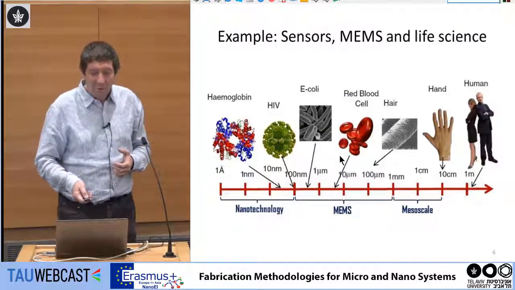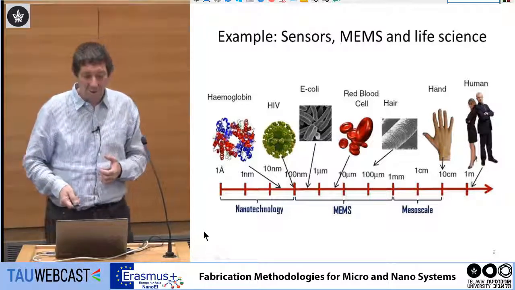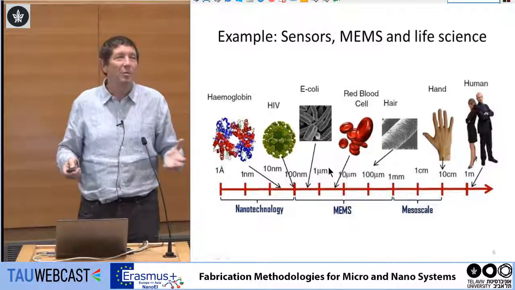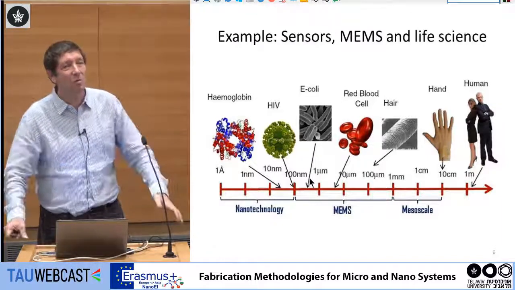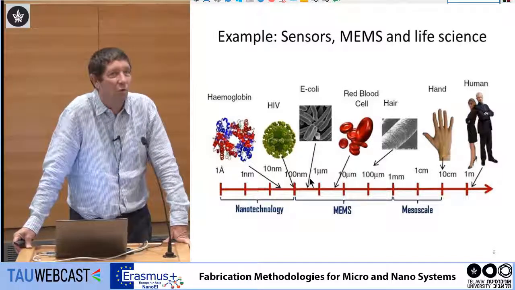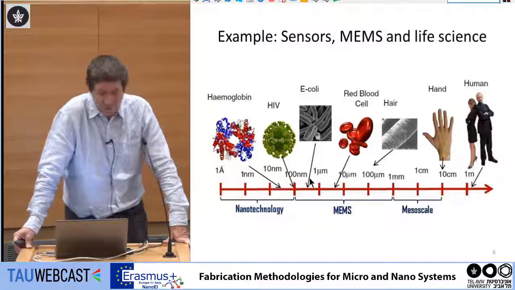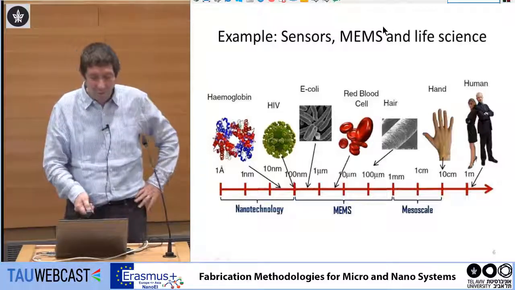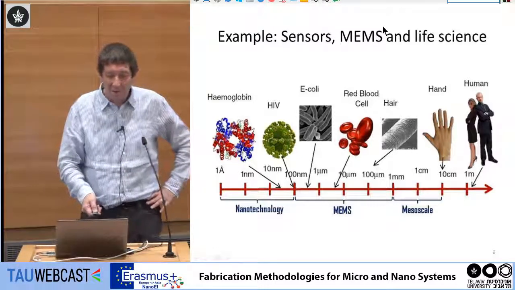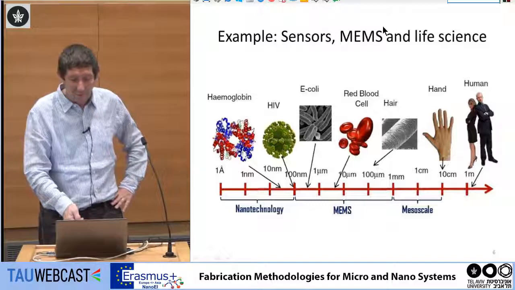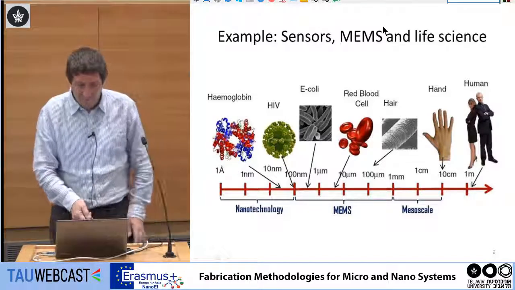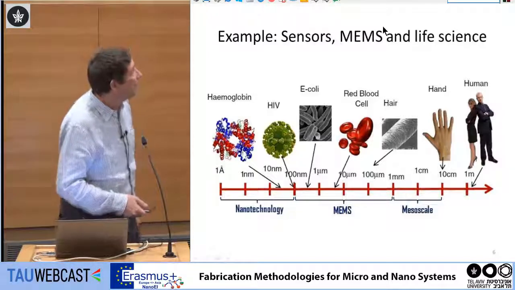And when we talk about micro and nanotechnology, we always talk about life science. One of the major revolutions in the last few years is that when we talk about CMOS or electronics, we also talk about life science. One of the reasons is that we talk about devices which are on the same scale. If you take a red blood cell, the range is less than 10 nanometers.